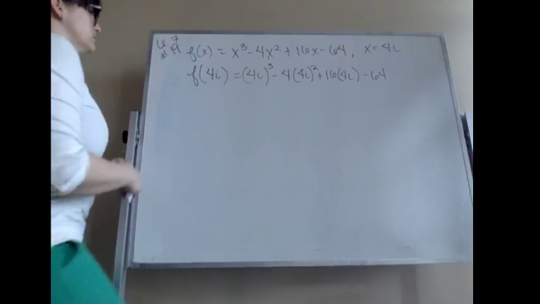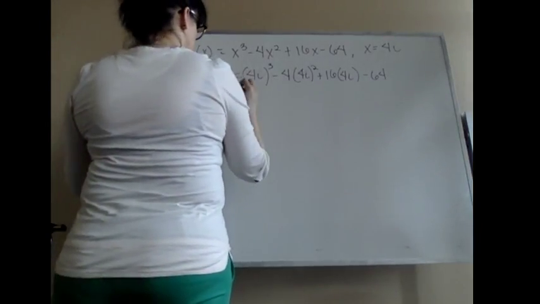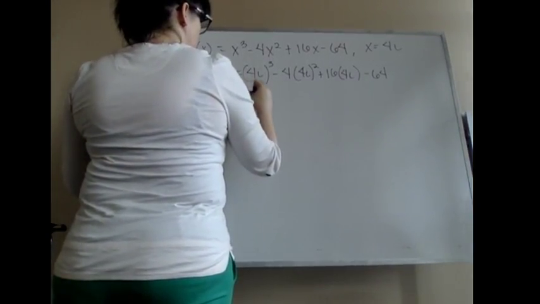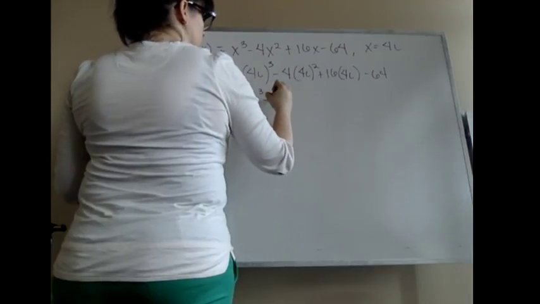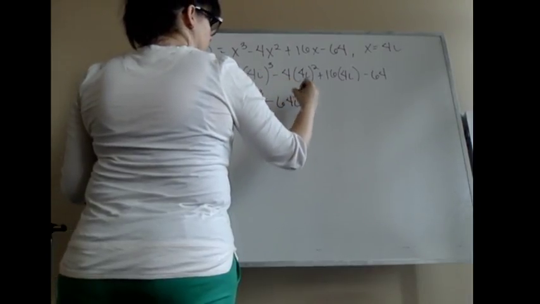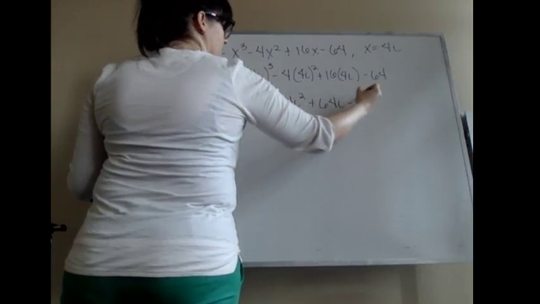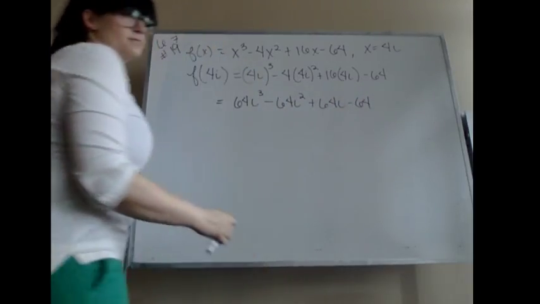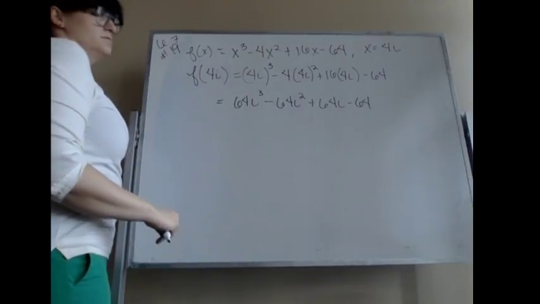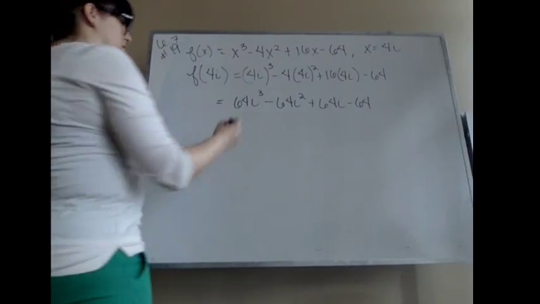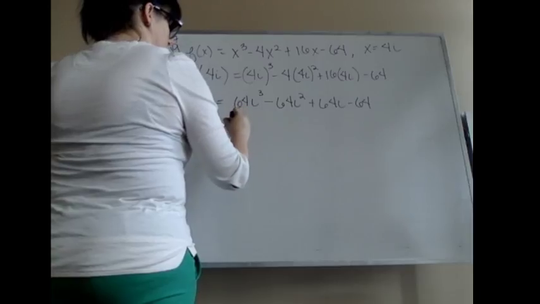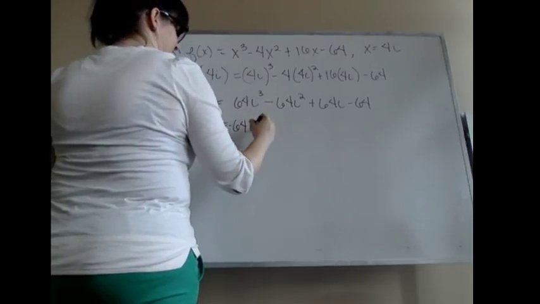Okay. So then this is going to become 64i cubed minus 64i squared plus 64i minus 64. So you could take out a 64. Yes. Oh, a negative 64.